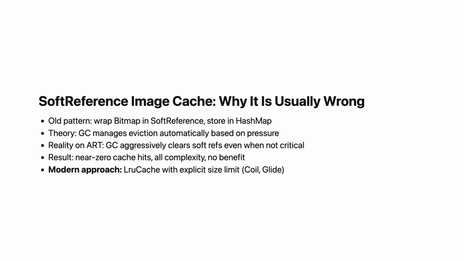The modern approach, used by Coil, Glide, and Picasso, is to use a proper root cache with an explicit size limit. You control the eviction policy. You get predictable behavior. You can tune the cache size based on your app's needs.